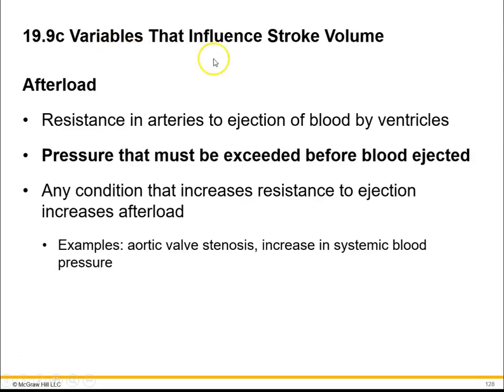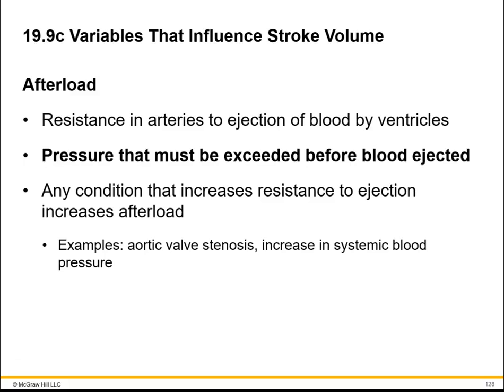All right, and finally, in variables that influence stroke volume, we have afterload. What is afterload? Afterload is the resistance in the arteries, the resistance the arteries have to ejection of that blood by the ventricles. In other words, this is the pressure that must be exceeded before the blood can be ejected from the heart. Any condition that increases resistance to ejection is going to increase afterload. So, examples here would be aortic valve stenosis. If you have stenosis of that aortic valve, that means it's harder to get the blood to push through it. So that's an increase in afterload.